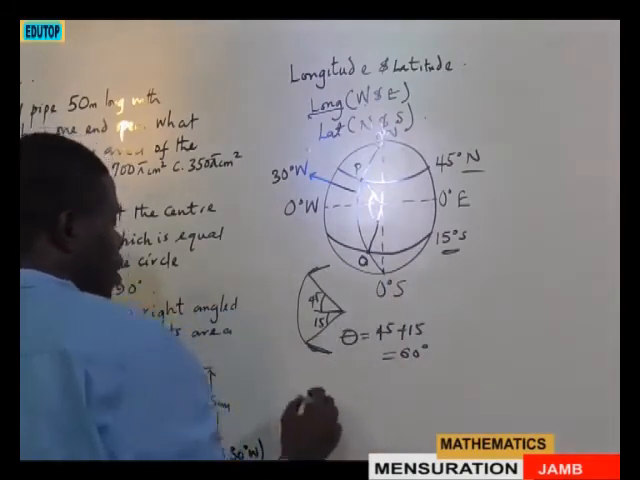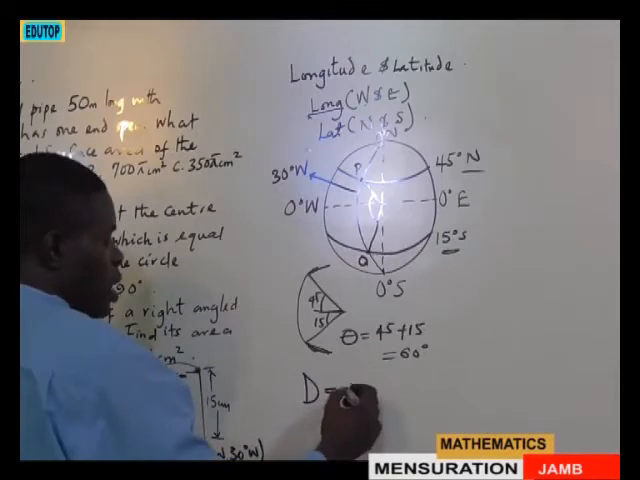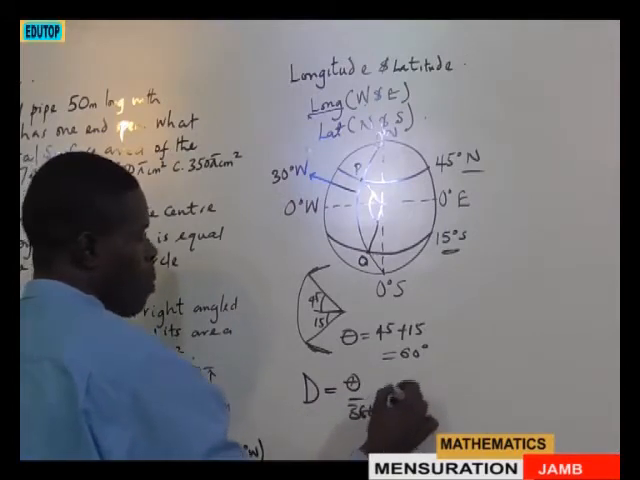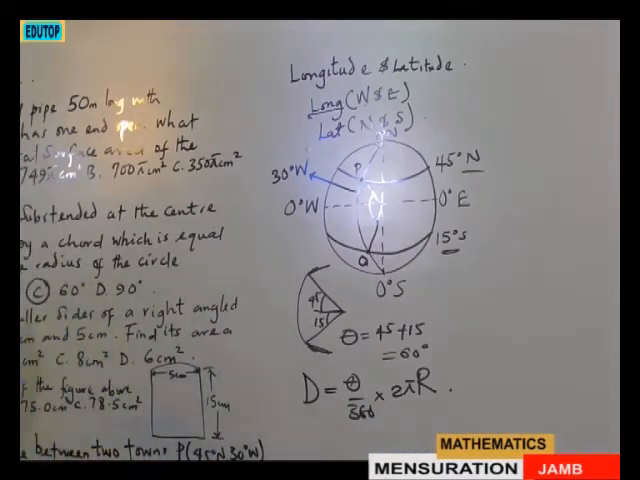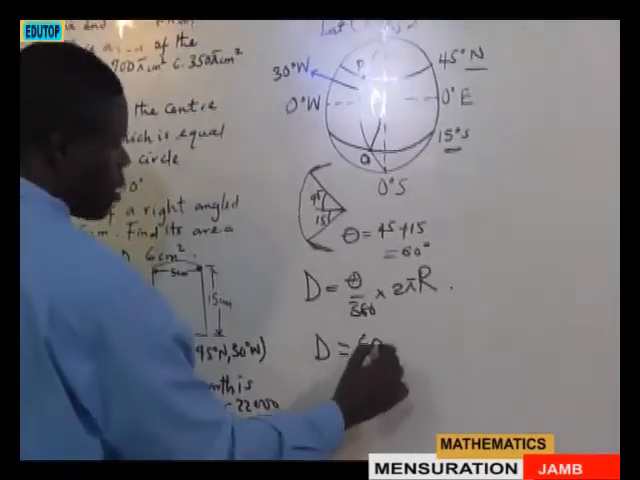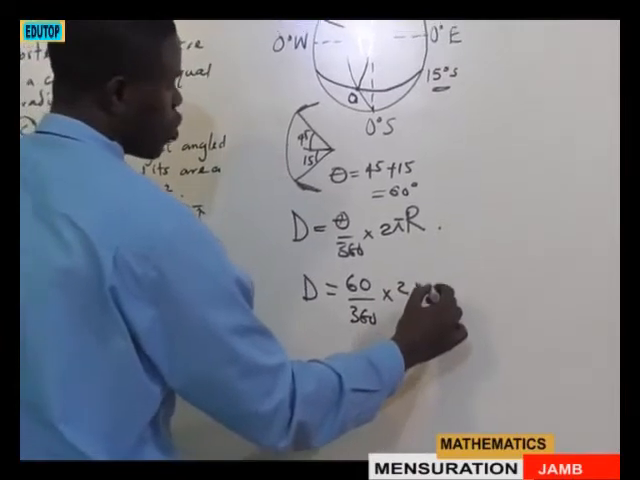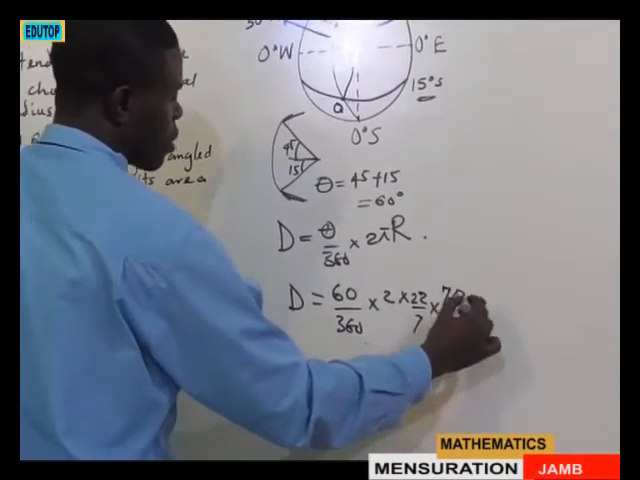So if it's distance along the longitude, distance along the longitude of the great circle is going to be theta over 360 times 2 pi capital R, where R is the radius of the earth, which has been given to be 7,000 kilometers. So here our distance equals, what is our theta? Our theta is 60 over 360 times 2 times 22 over 7 times 7,000.